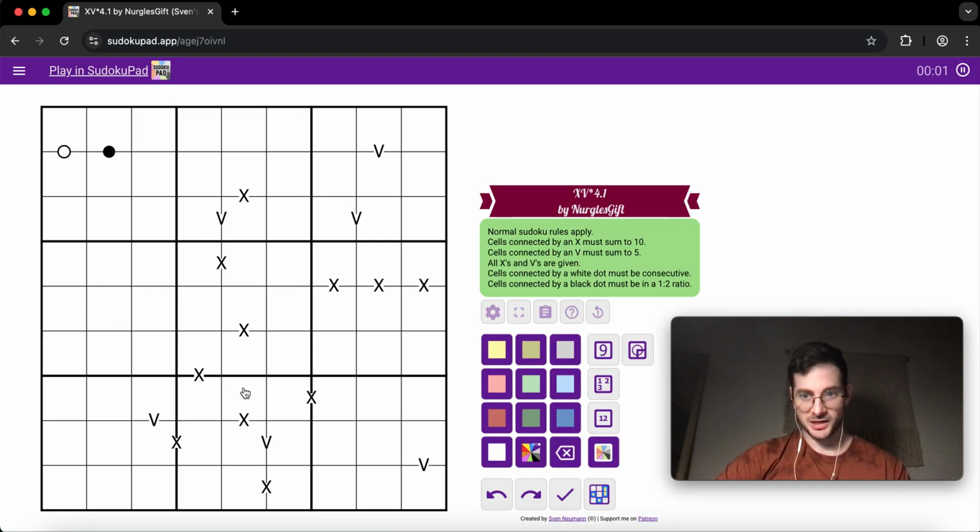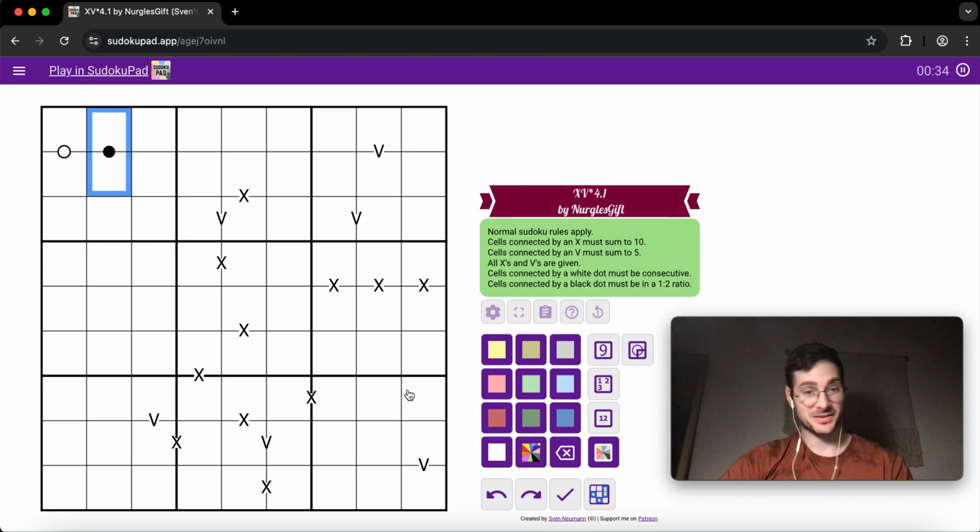So here is the puzzle. One thing you'll notice, no numbers. We've got our X's, so we know that these two cells sum to 10. We've got some V's. These two cells sum to 5. And up here, we've got our one little white dot, so these two cells need to have consecutive values, like 1 and 2, or 6 and 7, and these two cells must be in a 1-to-2 ratio, so like 2 and 4, 4 and 8, 3 and 6, or 1 and 2.